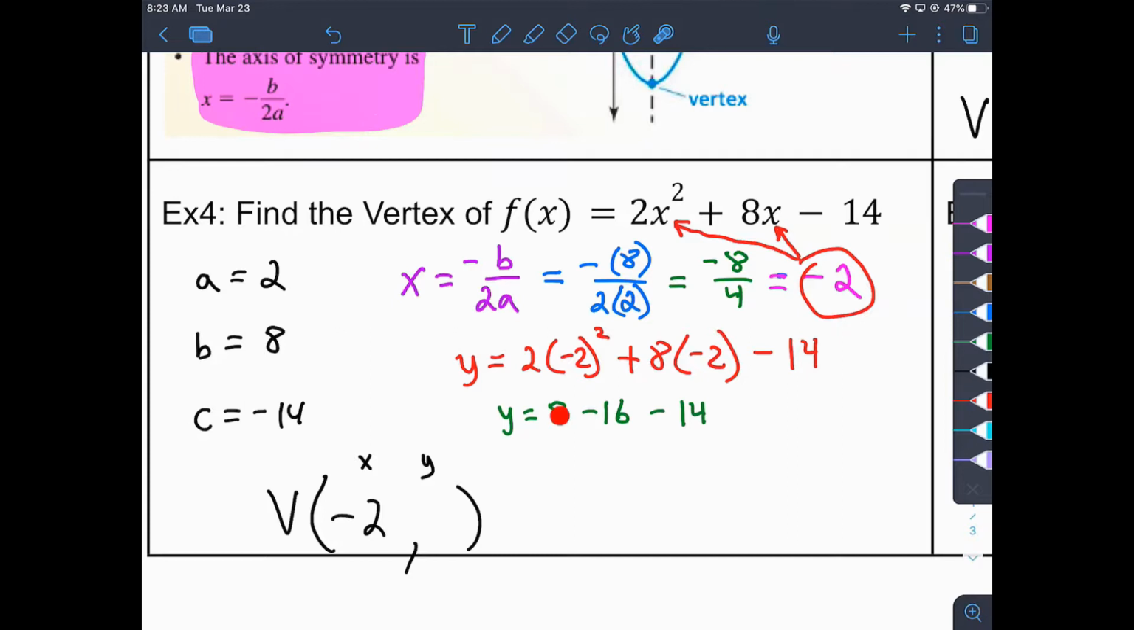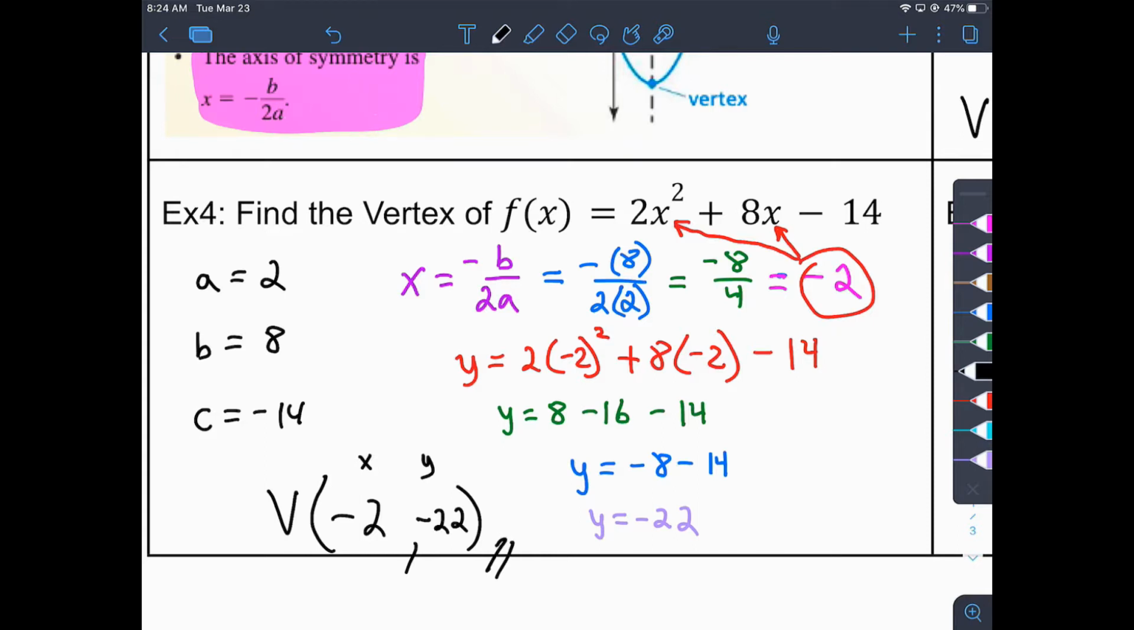So here we go. 8 minus 16 is a negative 8. Minus 14 more, we will get y equals, and I'm going to write this step so you can see what we did, just because I didn't write it on the last one. It'll be y equals negative 22. So our y coordinate is negative 22.